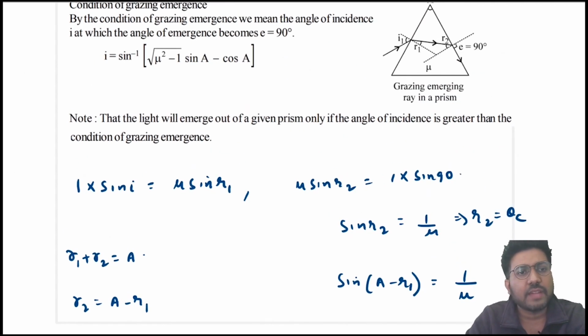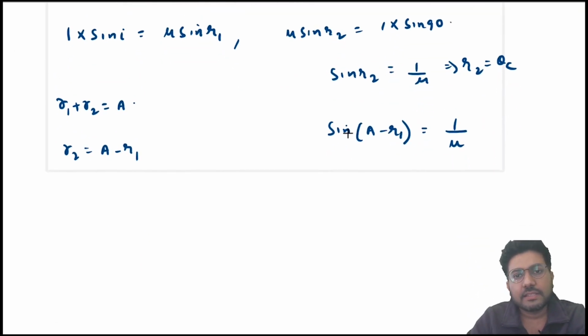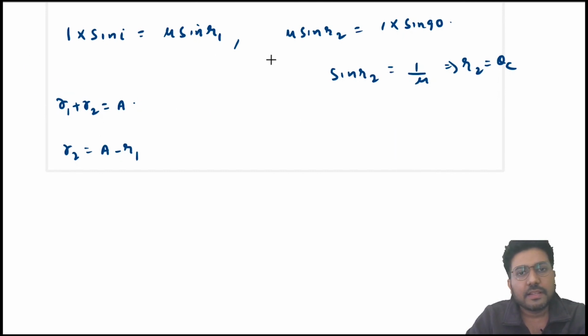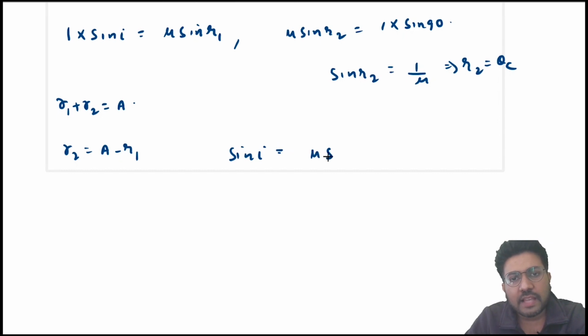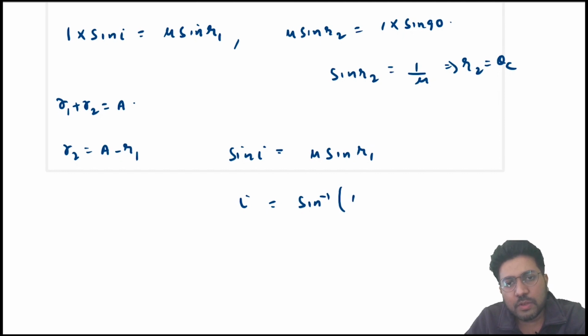Now see, they have asked you the answer in terms of the angle of prism, that is the refracting angle, and the refractive index, right? So I have to eliminate R1, right? So what I will do here is, I will write sine I is equal to mu sine R1, and I is equal to sine inverse mu sine R1. But R1 can be written as A minus R2.